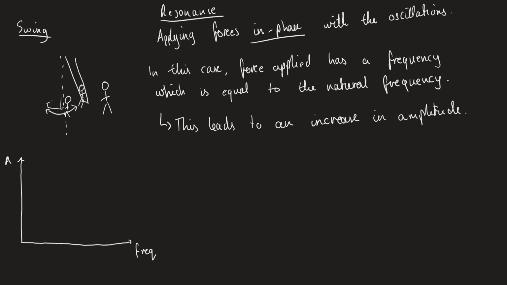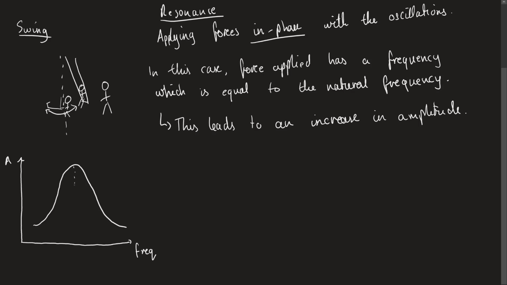So if we apply them in phase, we're going to end up with some graph that's going to look roughly like this. Okay, if we do it too quickly, we're going to end up decreasing the amplitude because before they've had time to reach the maximum height, we've pushed them back the opposite direction. And if we do it too slowly, they can't actually reach the maximum because we're not putting in enough force for them to reach that maximum.